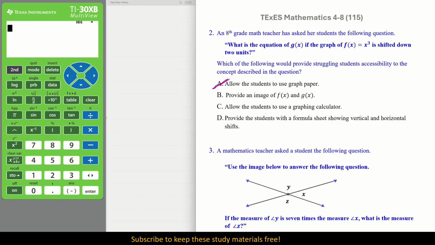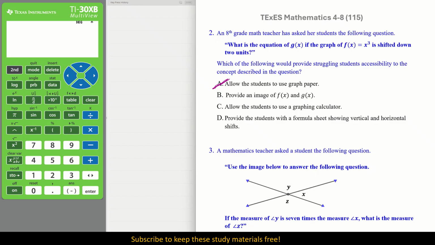Provide an image of f of x and g of x. Well, that gives them the ending result, but it doesn't quite connect the dots. You still would have to connect the dots. I've tried little things like this before, to see if they could connect the dots on their own. The non struggling students would have already imagined, they can already visualize it. They'll get it, they'll look at it, and they're done.